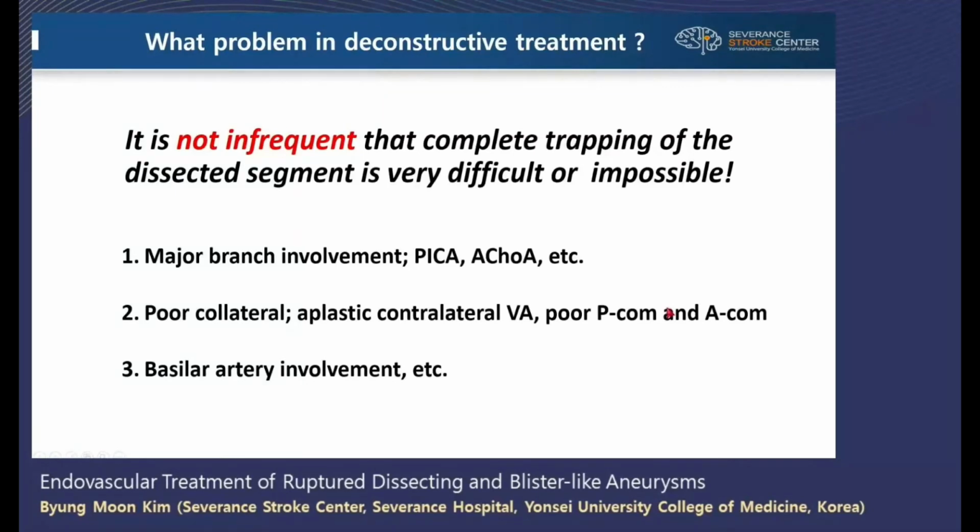However, it's not infrequent that complete trapping of the dissected segment is very difficult or even impossible. For example, major branch involvement such as PICA or anterior choroidal artery, or poor collateral, for example, aplastic contralateral vertebral artery in the case of ruptured vertebral artery dissecting aneurysm, and poorly developed PCOM and ACOM in the case of ruptured blood blister-like aneurysm. Finally, basilar artery involvement makes internal coil trapping impossible.